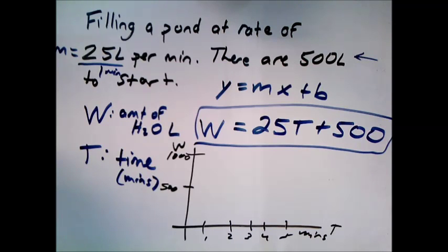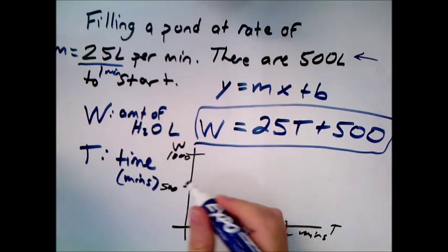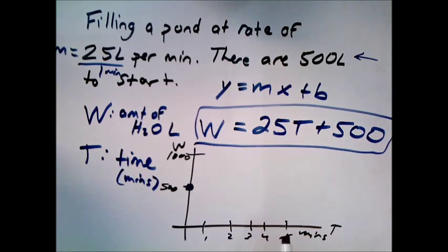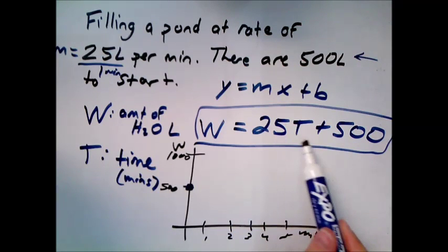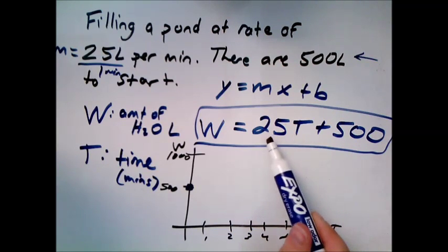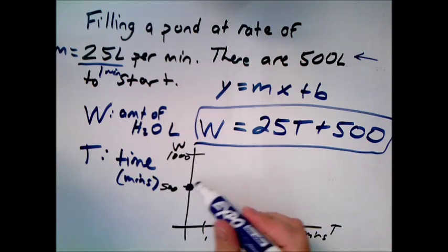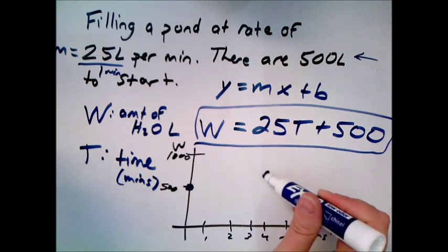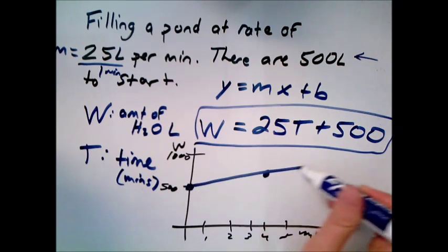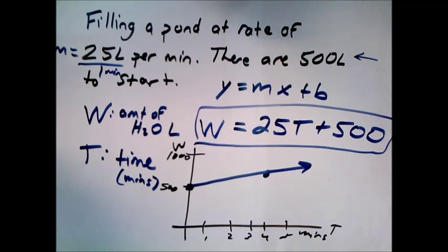And if I have a grid, you can put in individual points. So we know the starting point when time T equals 0, and then maybe I'll pick one that's a little down the way, like at 4 minutes I get another 100 liters, right, because it's 4 times 25. So that's 100 plus 500, so I'm up to 600. And so depending how many little hash marks you labeled on there, your graph will look something like that.